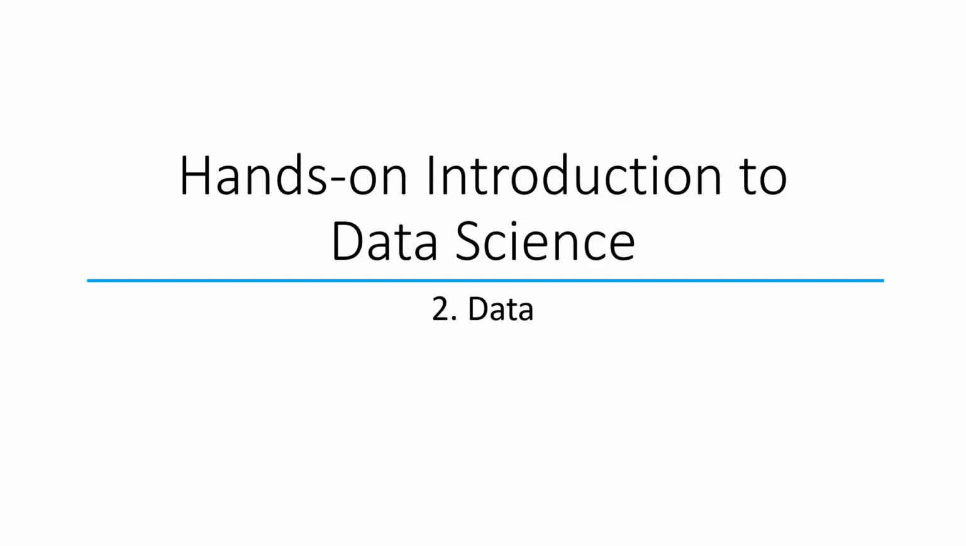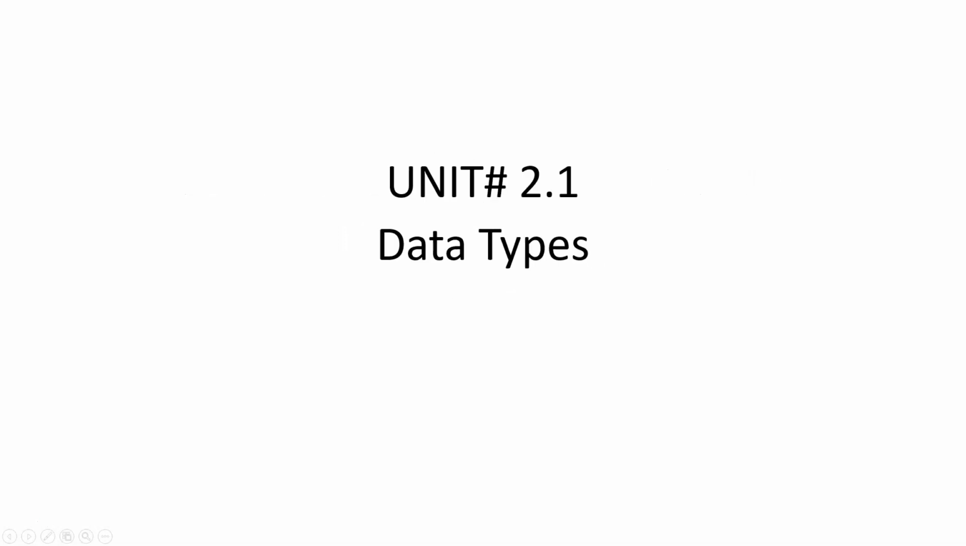So data, definitely in data science, or you can say data science is a data-driven approach. All the actions, all the algorithms, all the models are primarily based on data. So definitely data is the most important thing when you are doing data science. So let's start with 2.1 unit, or the first unit of this lecture. Okay, so the first unit is actually about data types.